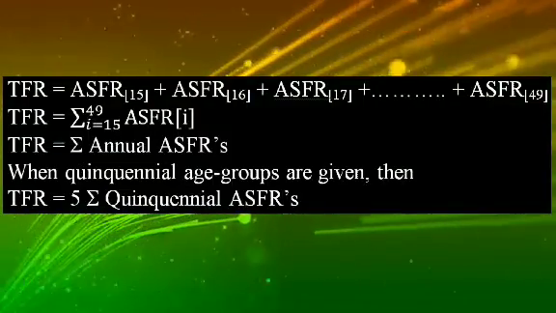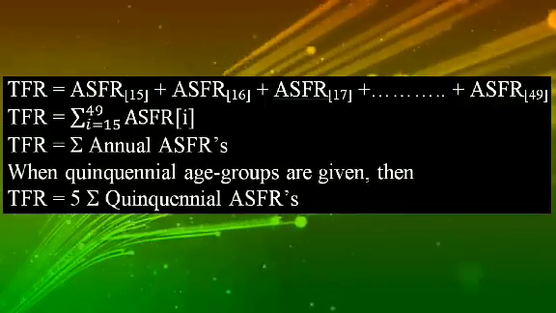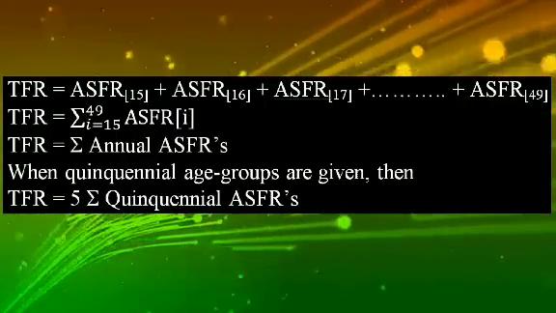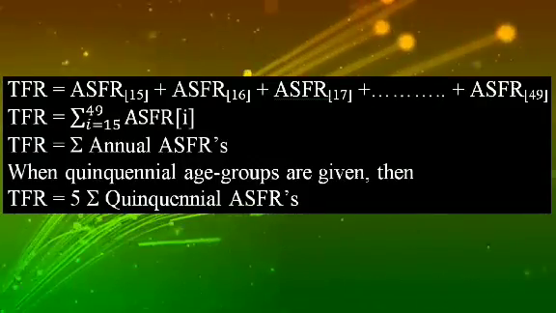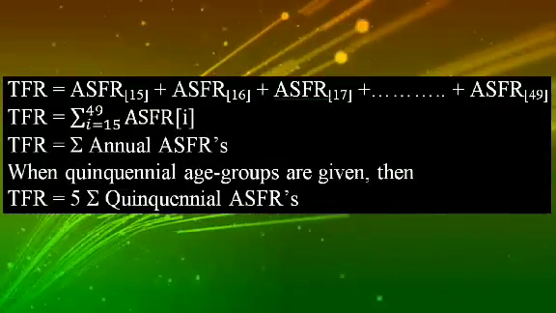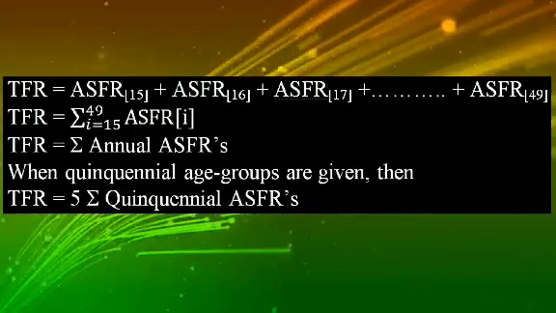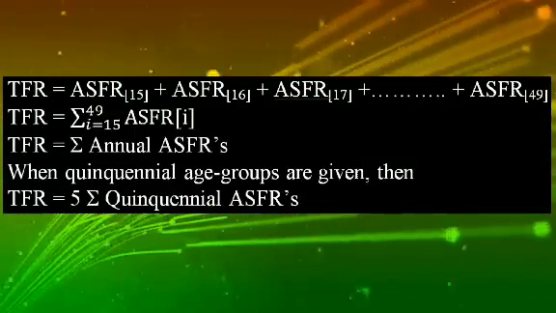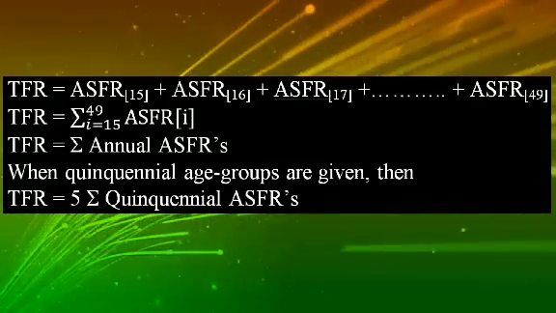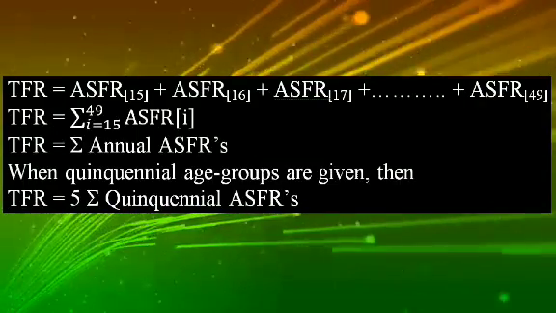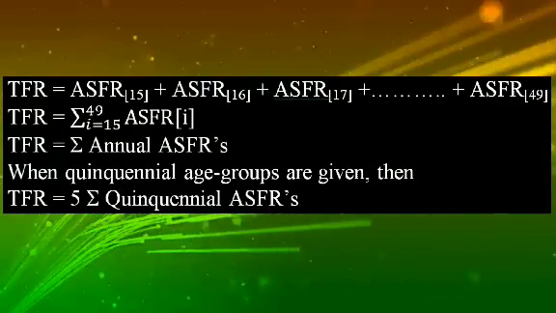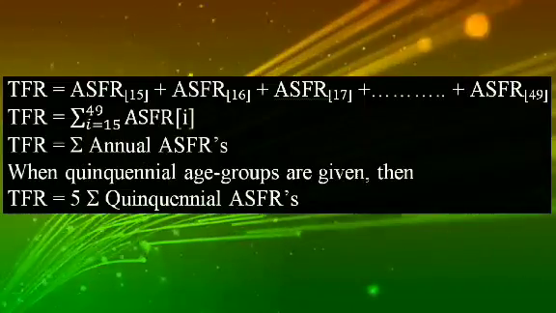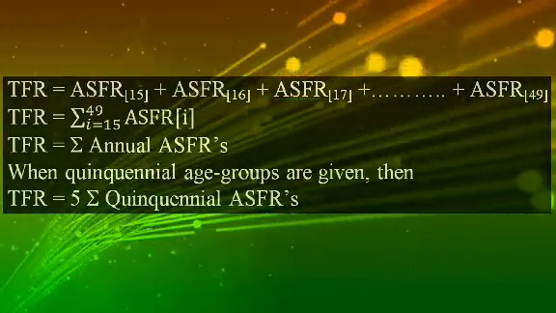I repeat, when the width is not equal to 5, the total of ASFR value will be taken as TFR. When the width of the class interval is 5, the total of ASFR has to be multiplied by 5. When the width is 5, we call it quinquennial ASFR. So the width is 5, the word quinquennial comes, and the quinquennial ASFR value is multiplied by 5. So these are the two different formulas of computing total fertility rate.